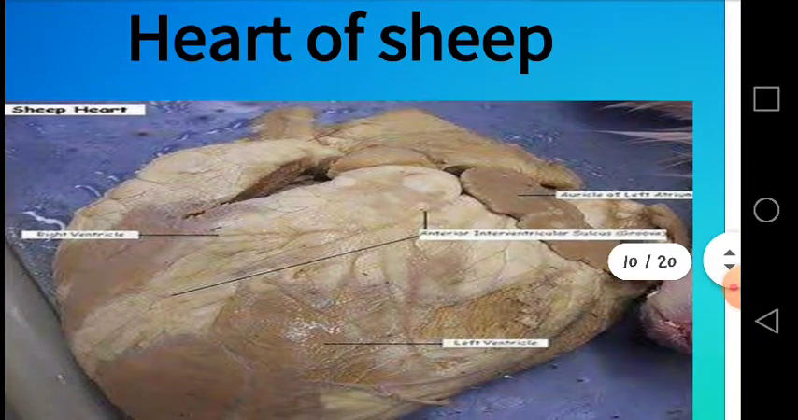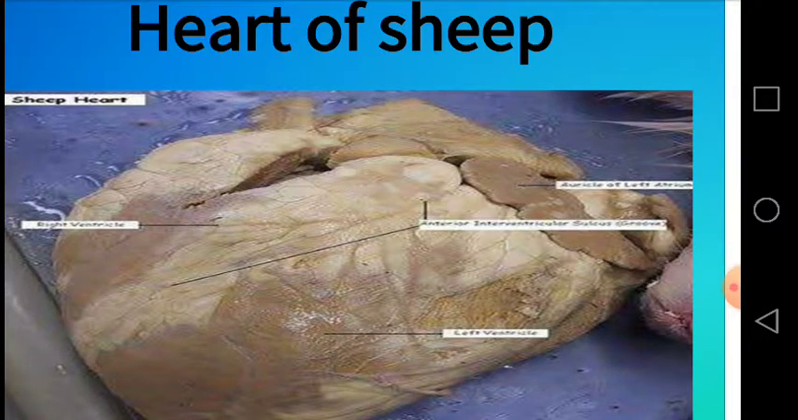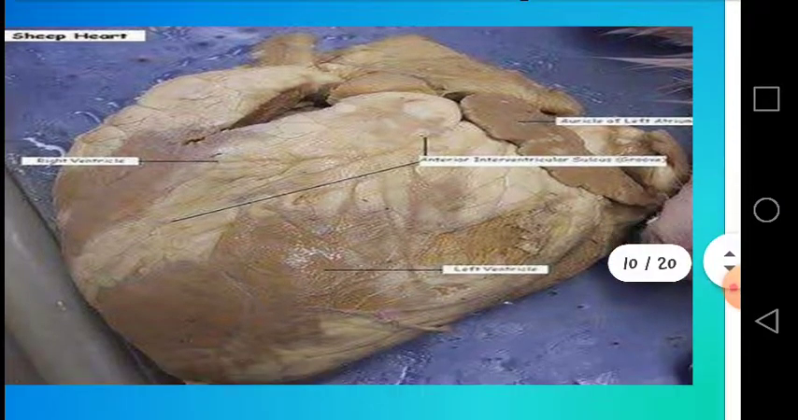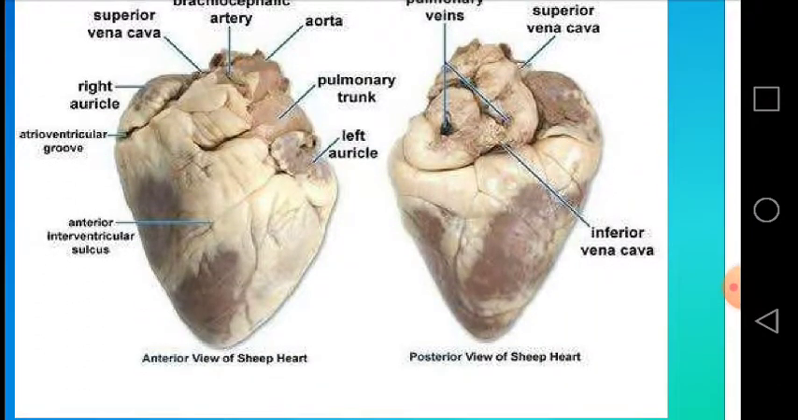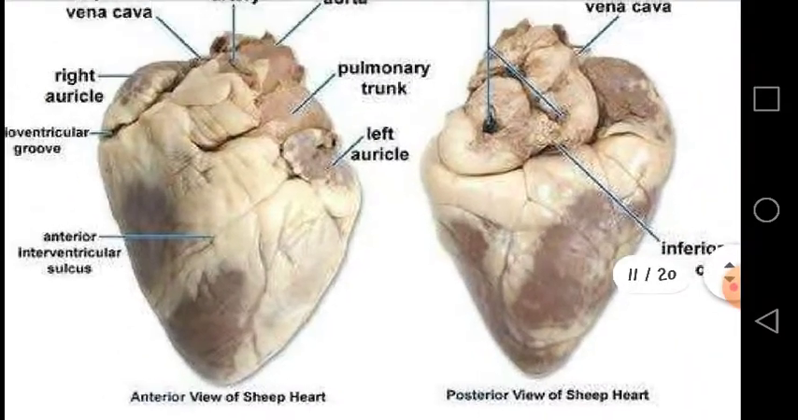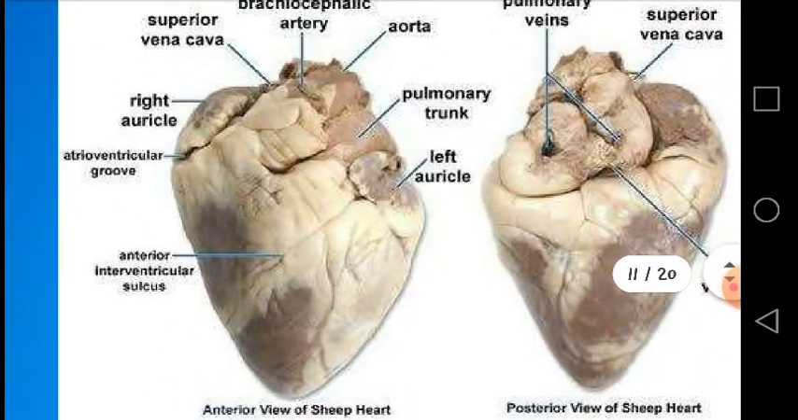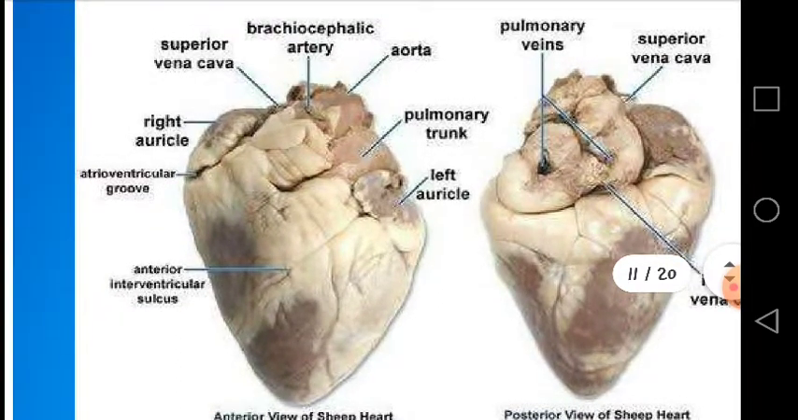And dear students, this is the picture of the heart of sheep. You can see how it looks, and we are going to now discuss the frontal, anterior and posterior view of the sheep heart. You can see this is the anterior view of the sheep heart. There are left auricle and right auricle, pulmonary trunk, aorta, brachiocephalic artery, superior vena cava, and atrioventricular groove, and anterior interventricular sulcus.